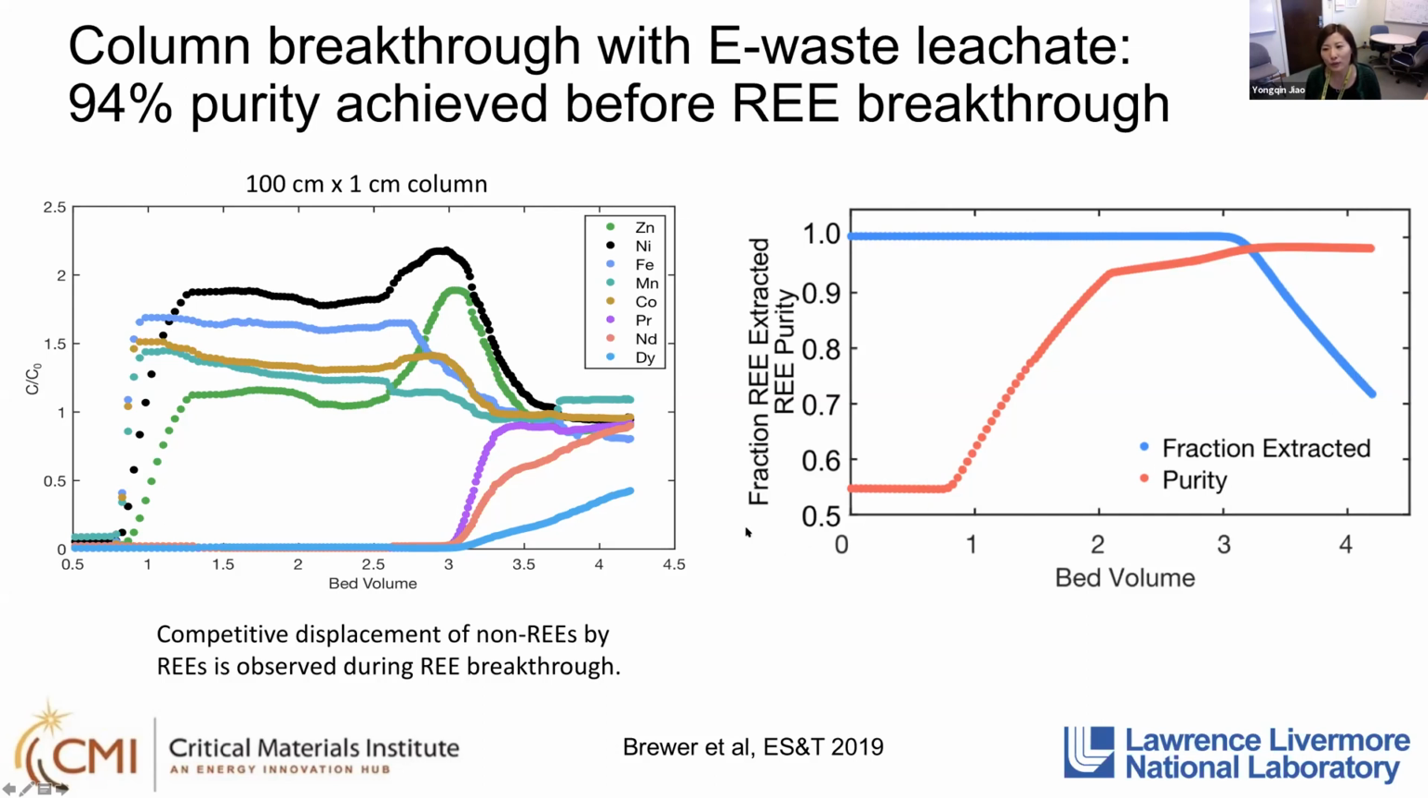And the red curve showing you the purity of the product, which is the total rare earths compared to the total metals present. It starts to increase as the non-rare earths start to break through, and a second increase, with a slower slope here, could be likely caused by the competitive displacement that I mentioned earlier. And right around the rare earth breakthrough time point, we were able to achieve over 94% product purity and have very high, close to 100%, extraction efficiency.